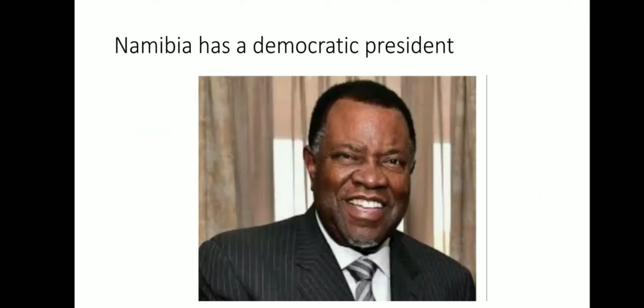Now, we have an example of a democratic president, which is Hage Geingob. He was elected, and therefore he is one of Namibia's democratic presidents. We have two other former democratic presidents. Sam Nujoma was voted by the nation. Hifikepunye Pohamba was voted by the nation. So they were also democratic presidents, and they allowed multi-party systems.